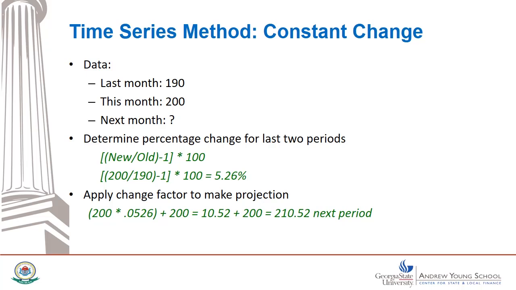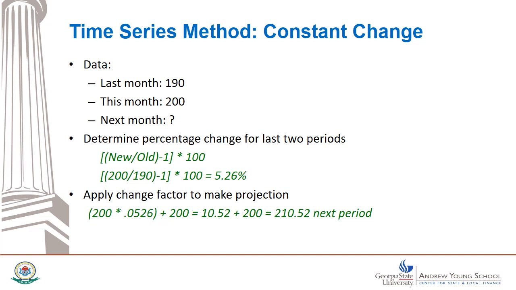Constant change is one method that relies on a trend. Say you have 2 months of data, 190 last month and 200 this month. You want to forecast the next month. You can take the percentage change by dividing the newest number, 200, by the oldest number, 190, then subtract 1, and convert it to a percentage by multiplying by 100. The result is a change of 5.26%.